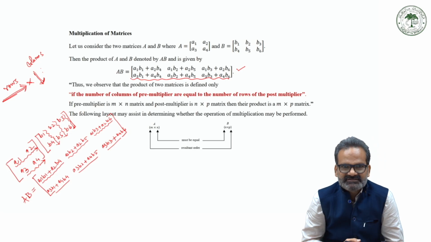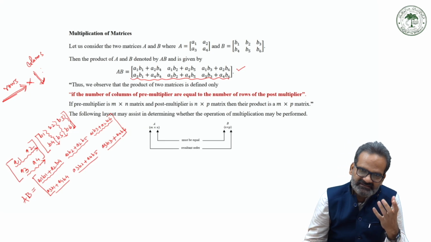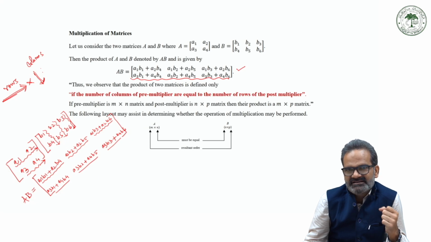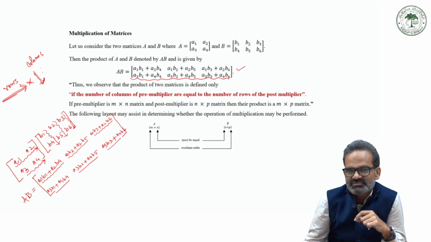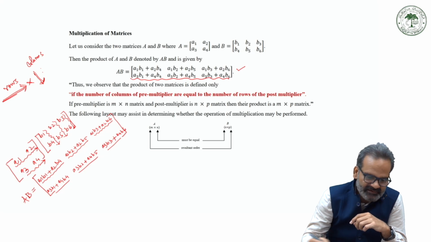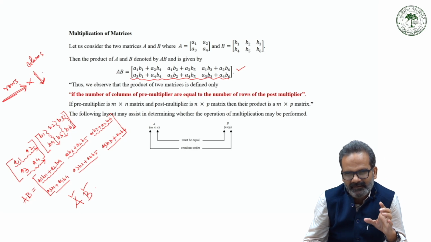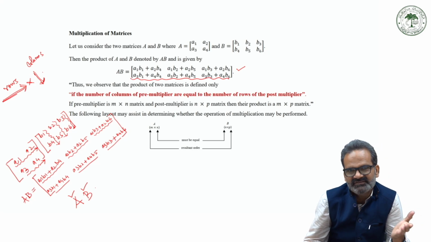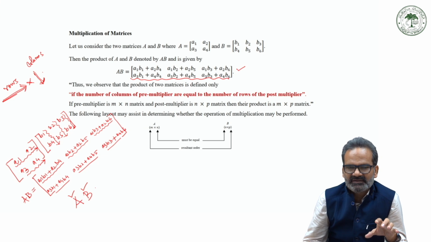So what we observe from this question is that the product of two matrices is defined. What is the basic prerequisite condition under which two matrices can be multiplied? See, it is highlighted: the number of columns of the pre-multiplier must equal the number of rows of the second multiplier. If you are multiplying two matrices, say A and B, A is called the pre-multiplier and B is called the post-multiplier. Right? Pre means written before, post means written later. So A is called the pre-multiplier or the first matrix, B is called the post-multiplier or the second matrix.